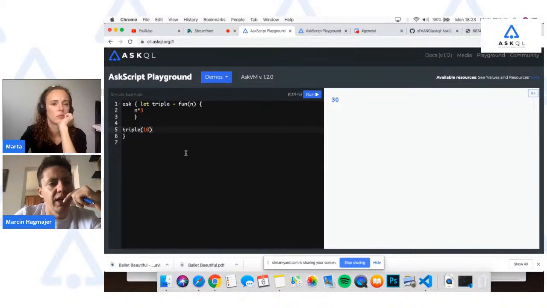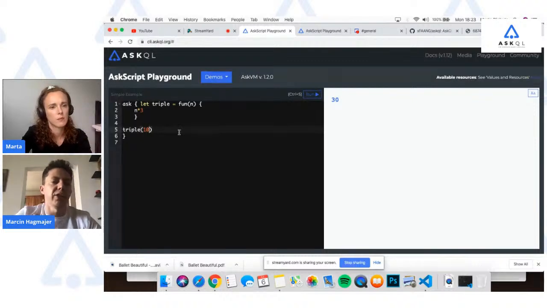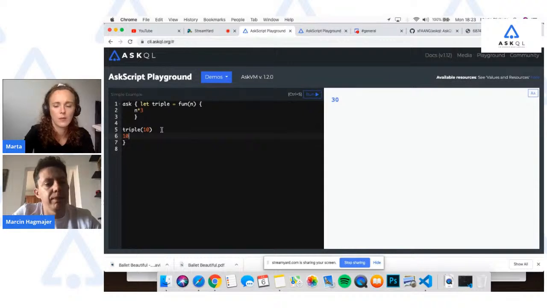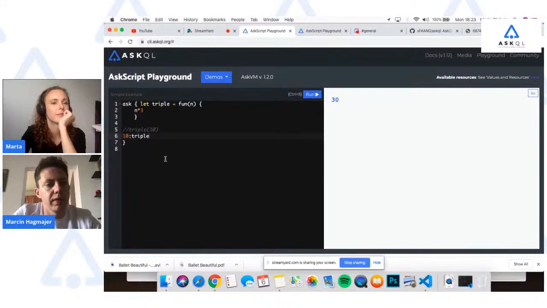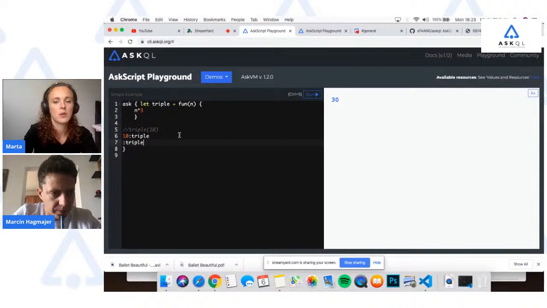So if you use it, let's try 10 colon triple. So it's saying I have the value of 10 and I want to triple it. Okay. For some reason, I thought that if I put it this way, that would work, but it doesn't. So yeah. All right.